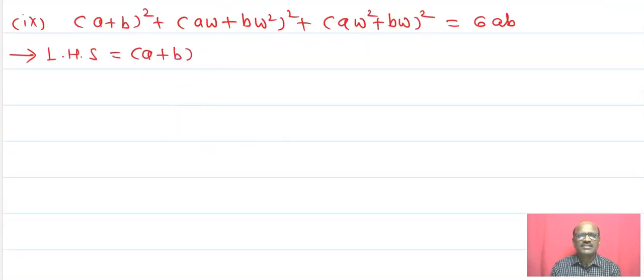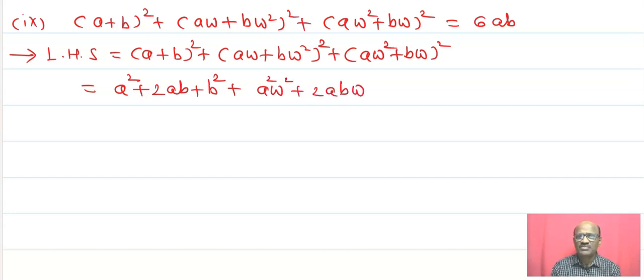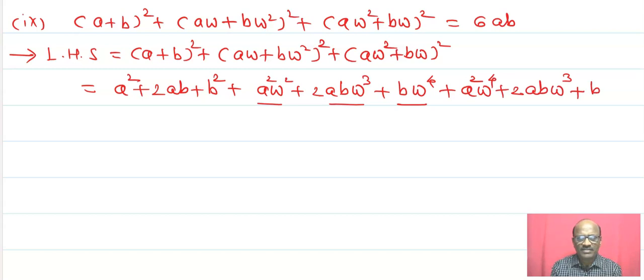Now next, ninth example: (A plus B) bracket square plus (A omega plus B omega square) whole square plus (A omega square plus B omega) bracket square is equal to 6 times AB. Now see this, (A plus B) bracket square, expand it. Again expand this, (A omega plus B omega square) bracket square. Now expand this very carefully. There should not be a silly mistake in the mathematics. If your example is wrong, then you will say that I made a silly mistake. Therefore too much concentration is required in this case.